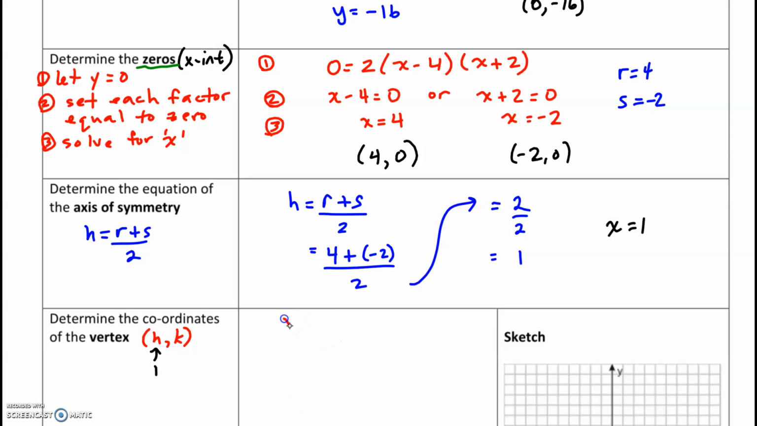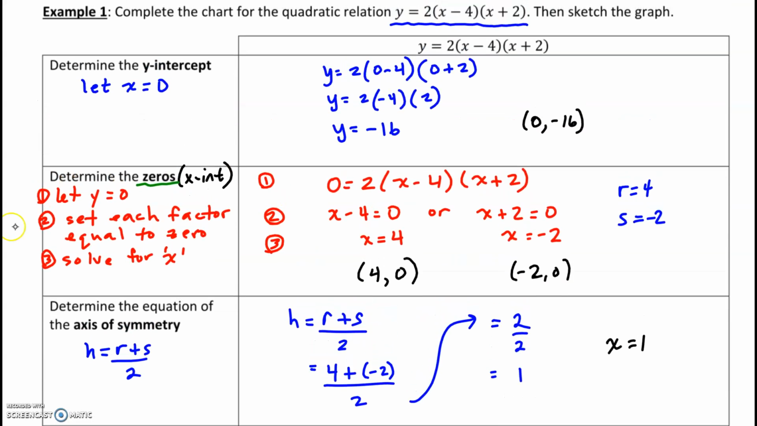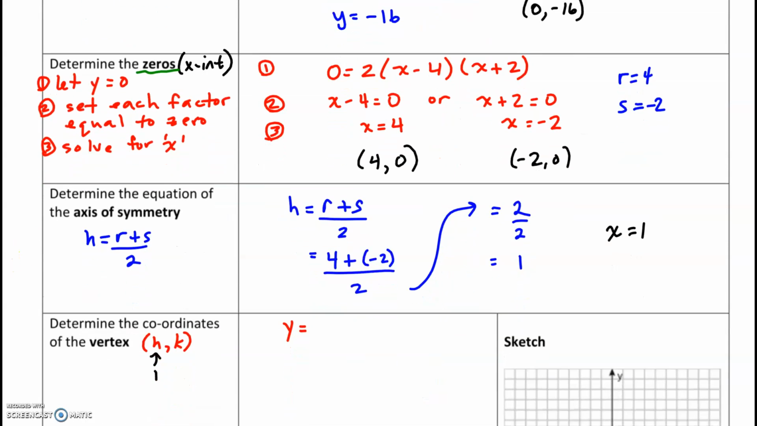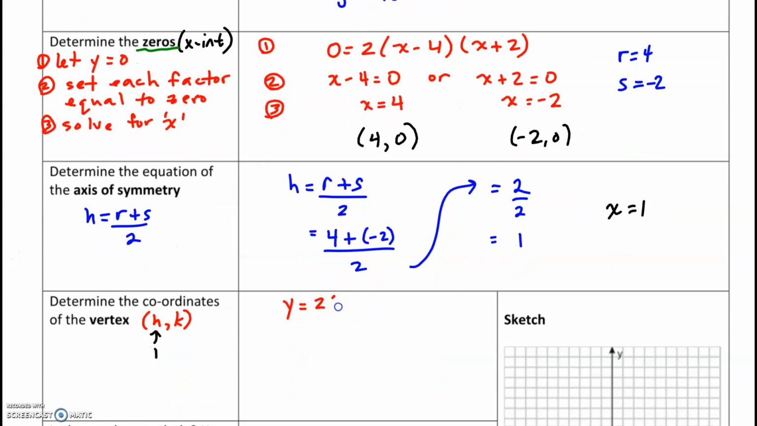So our equation is y equals, I can't see it, I'm just going to scroll my screen so I can see it. So up here, y equals 2 times x minus 4 times x plus 2. And I'm going to sub in x equals 1. Okay, the axis of symmetry, we're going to sub that in. So I'll have 2 times 1 minus 4 and 1 plus 2.